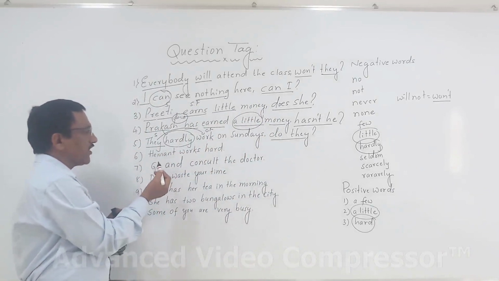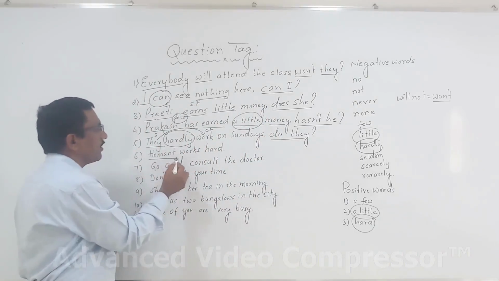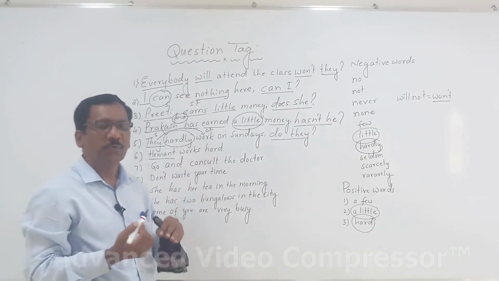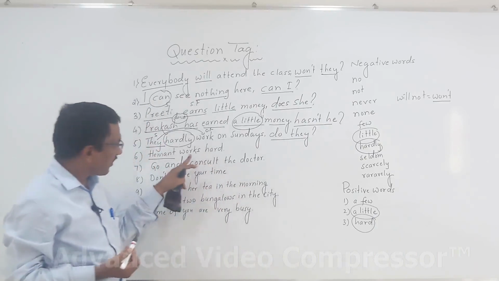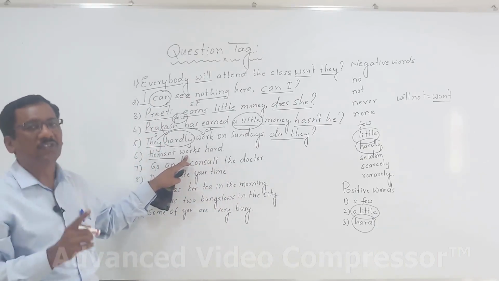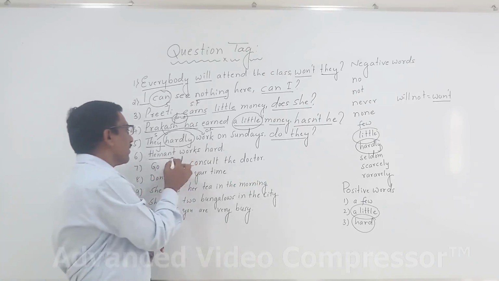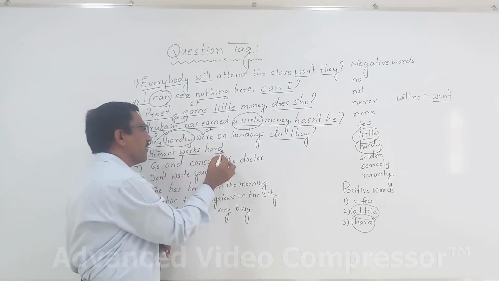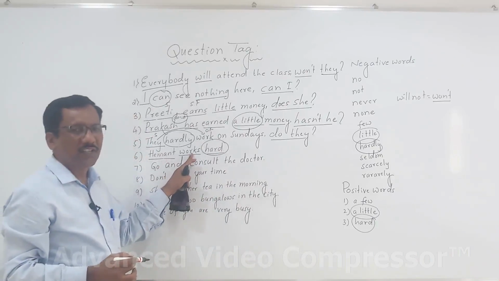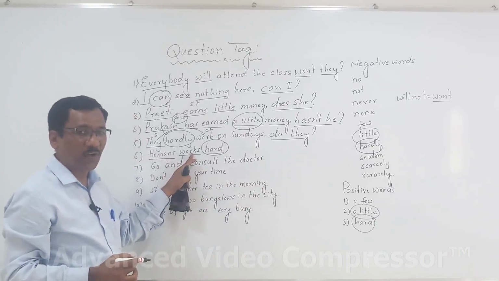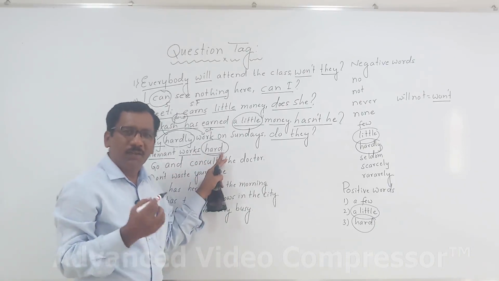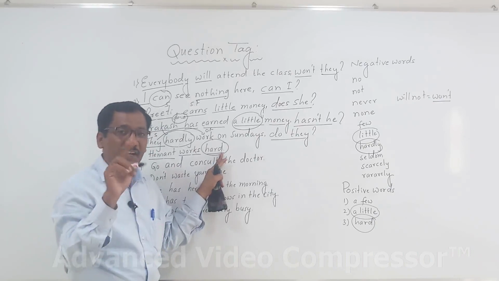Now let's see the next example. Hemant works hard. Now please tell me whether the statement is positive or negative. The statement is, of course, a positive one. Hemant works hard. Hard is a positive word. And moreover, even the verb is positive. Come on, the sentence is positive. So we are to use the negative question tag.